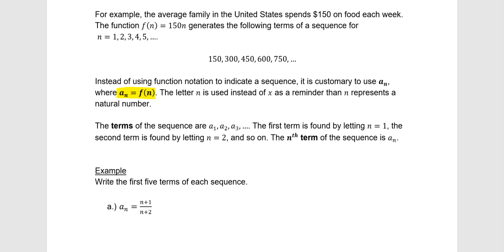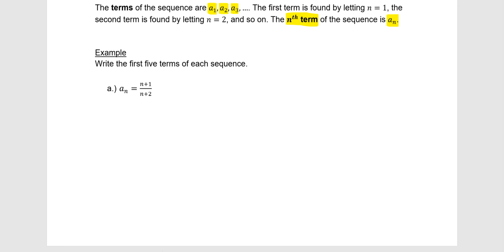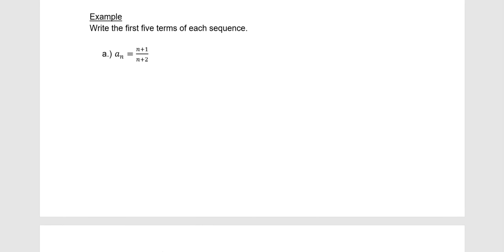Okay, and now for the next definition here, the terms of a sequence are going to be denoted a sub 1, a sub 2, a sub 3, and so on. And the first term, a sub 1, is found by letting n equal 1. The second term is found by letting n equal 2, and so on. So we would say that the nth term of the sequence is a sub n. So let's do an example here. Let's write the first 5 terms of each sequence. The first one is a sub n equals n plus 1 over n plus 2.